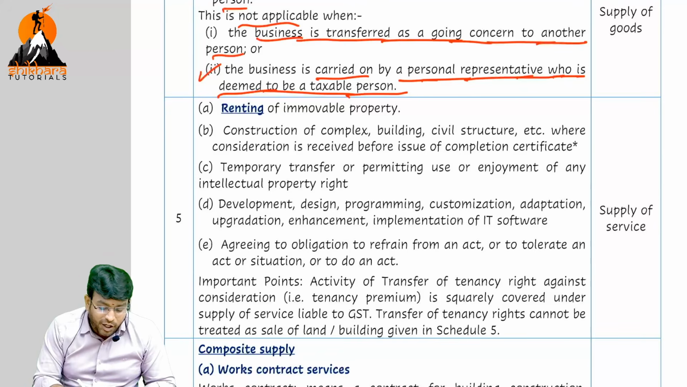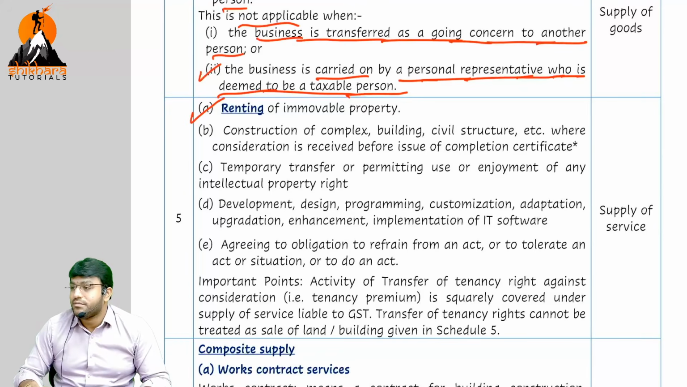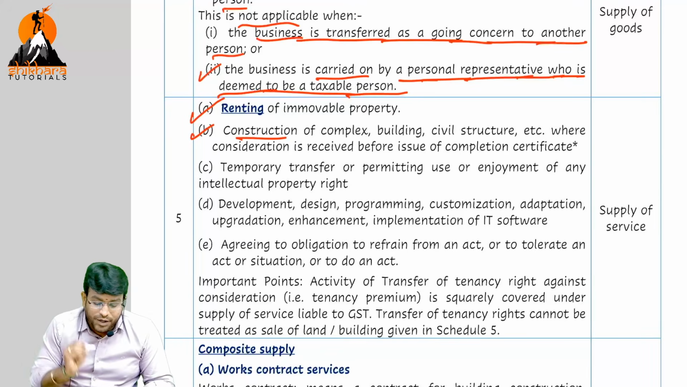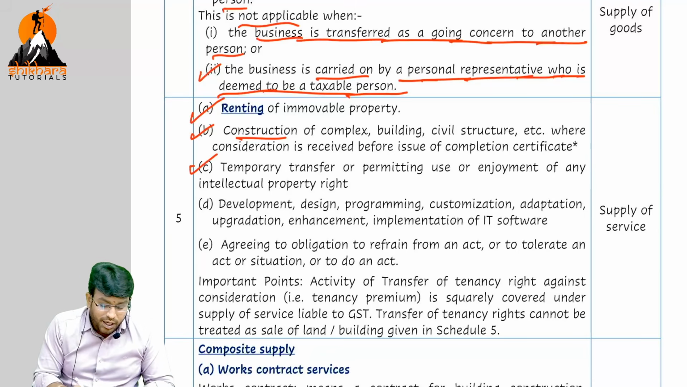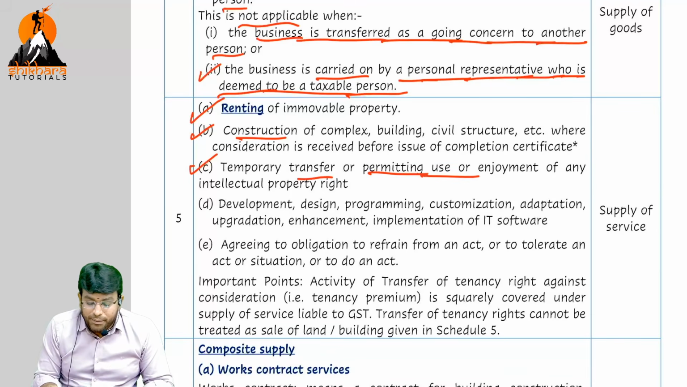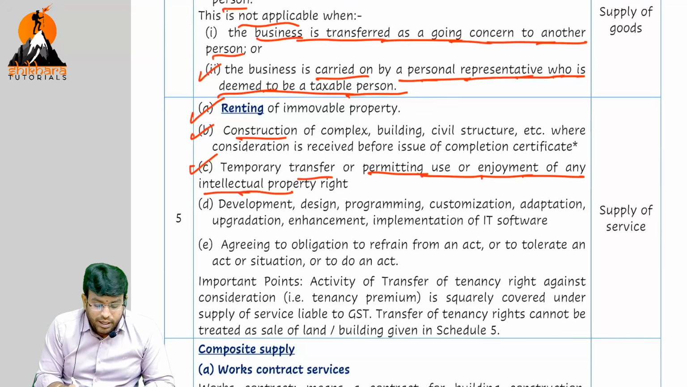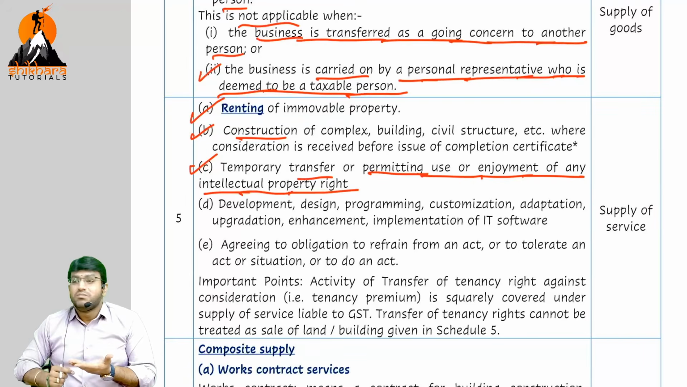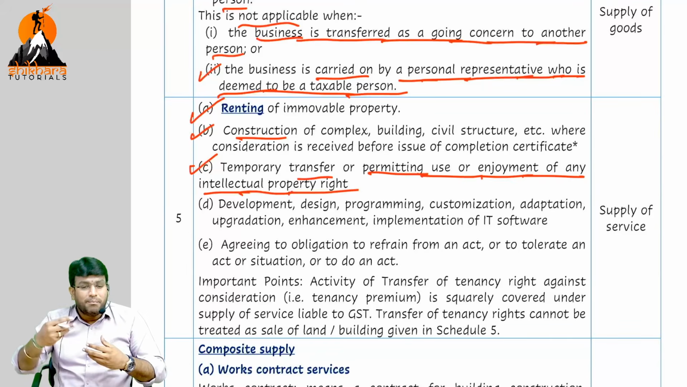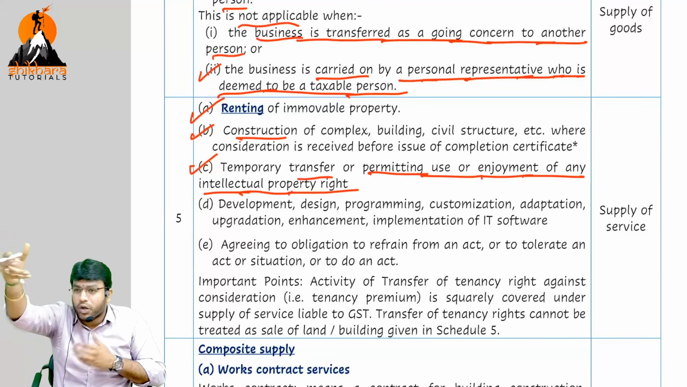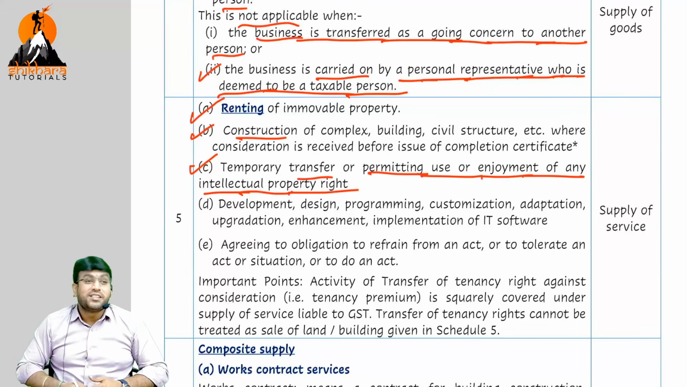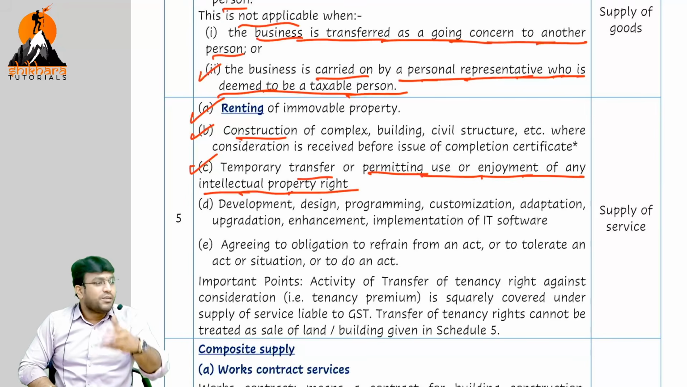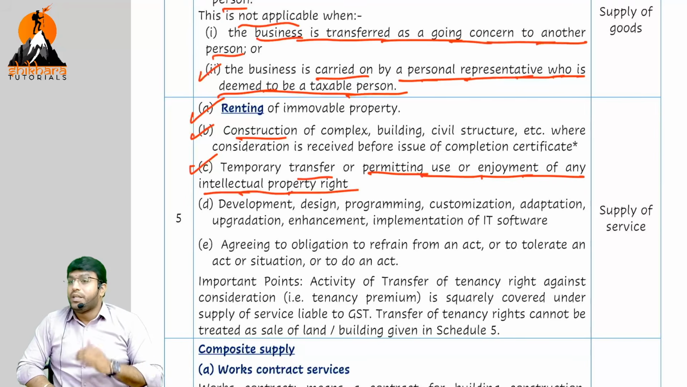Next. Renting of property. Obviously, what is it, sir? Service. Construction of a complex. That is also service. Temporary transfer or permitting use or enjoyment of any intellectual property rights. One person has written one book, and one publishing company told, we will publish that book and pay you royalty. What is it? Service. One person has composed one song, and that music composer will get some money as a royalty.